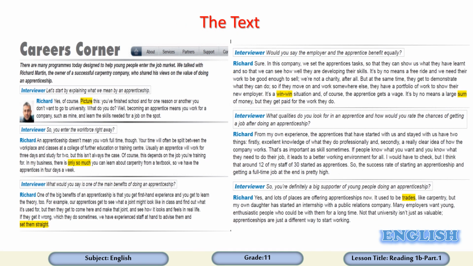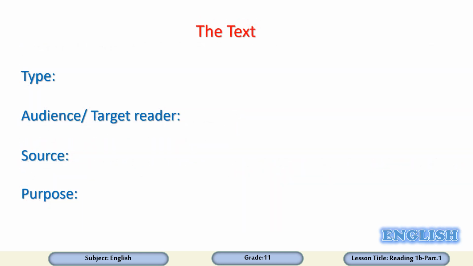Stop the video now, read the text, and answer the following question. Number 1, type of text. Identify if the text is a letter, an email, or an article, for example. Number 2, identify the audience or the target reader, and here we mean who is intended to read this text, or to whom the writer wrote this text.